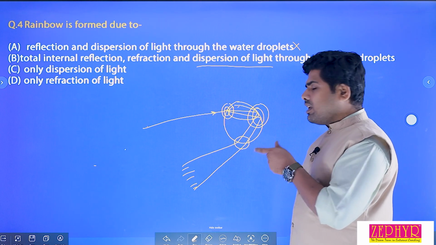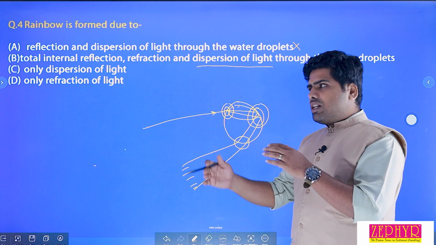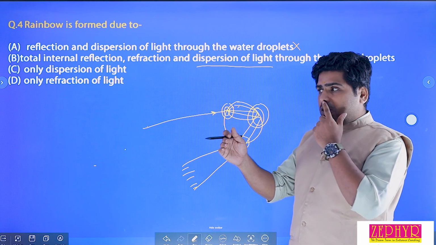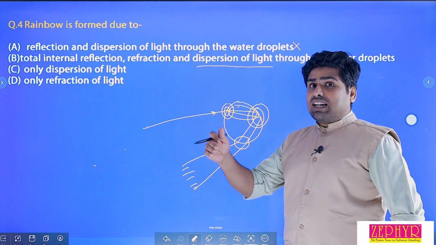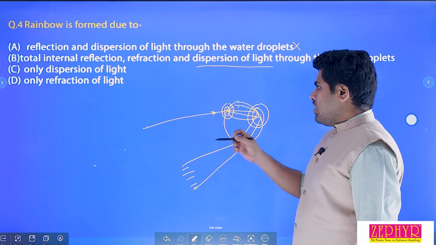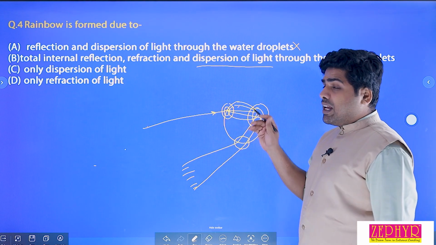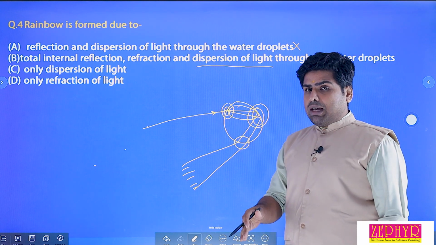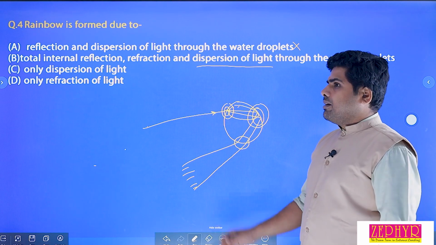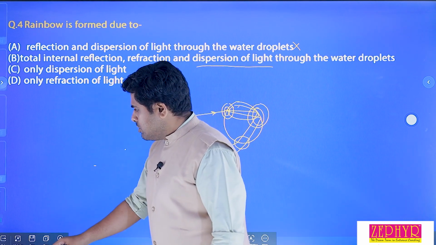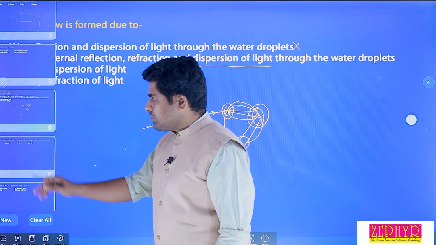Total internal reflection means the complete reflection of light when the angle of incidence is greater than the critical angle. At that moment the complete light is reflected back into the same medium. So this phenomenon is known as total internal reflection. Then I move to the next question.